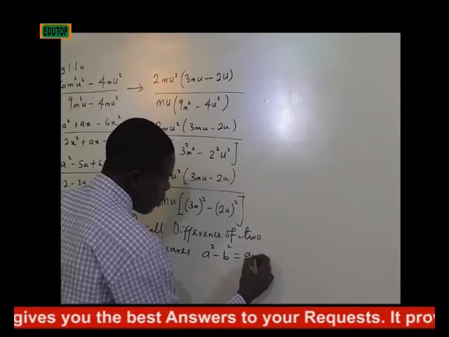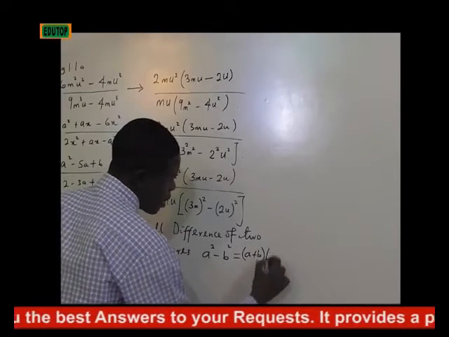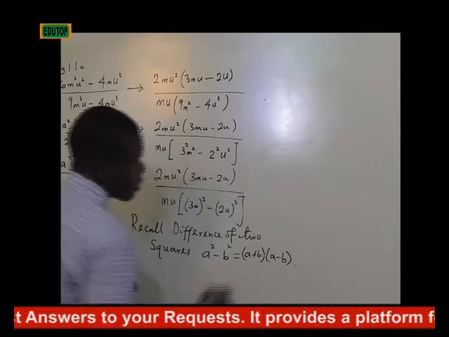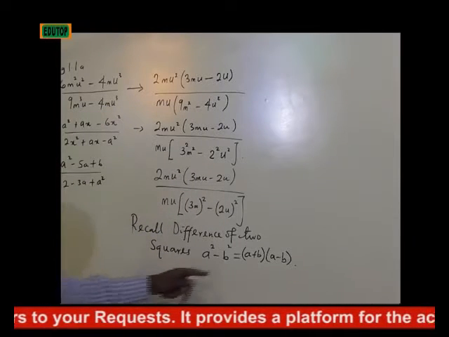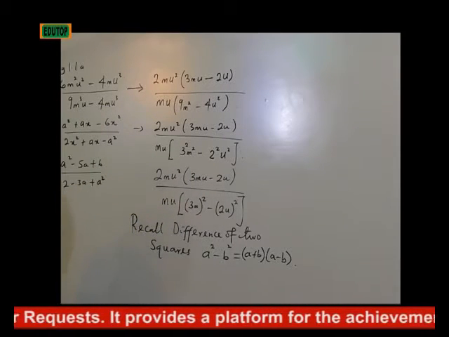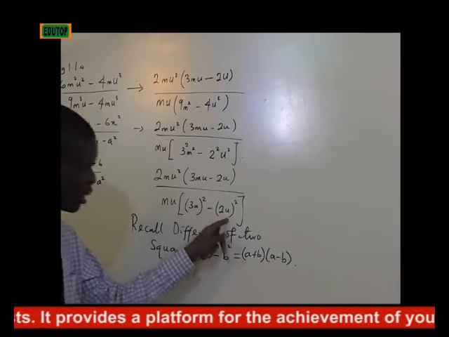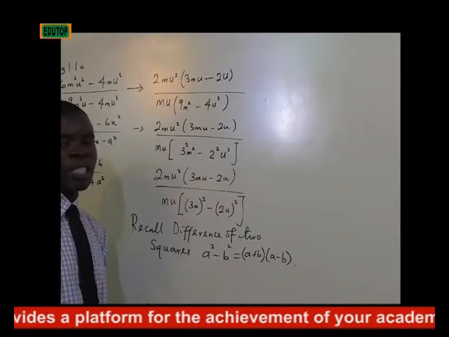That we can write a plus b and a minus b. So we want to incorporate this into what we are doing now. Since this one is a square, this one is a square, and you have a difference in between.